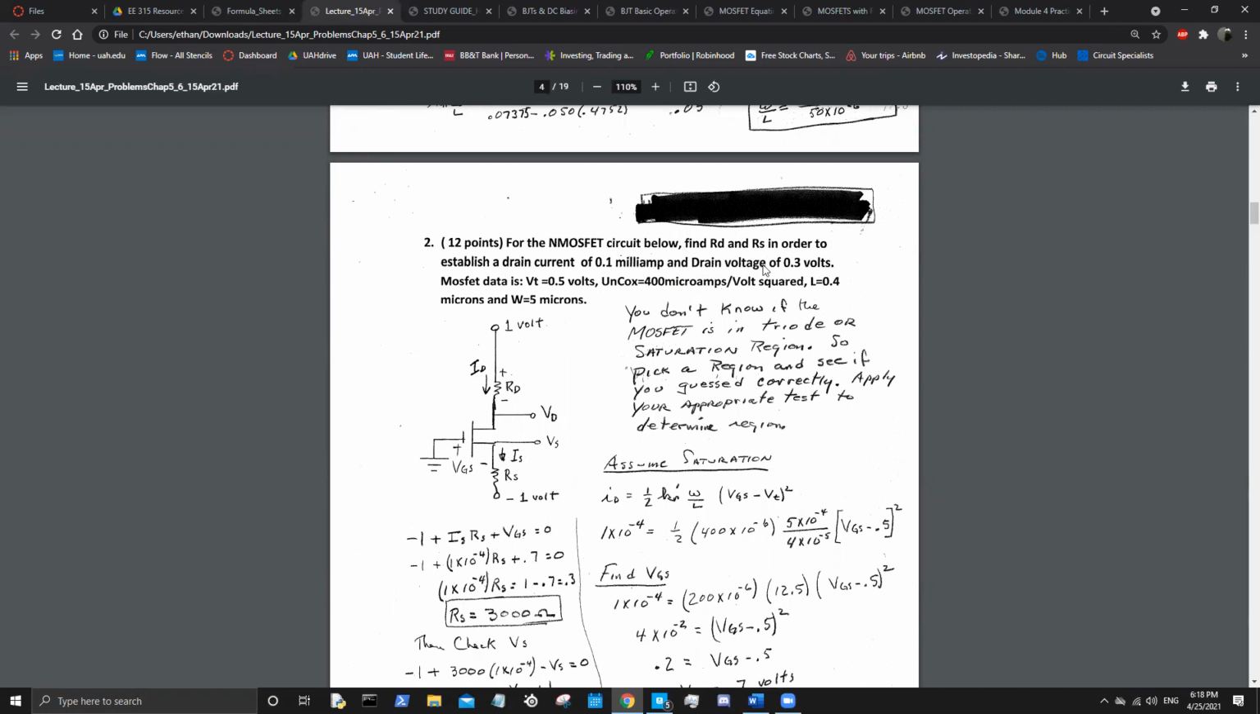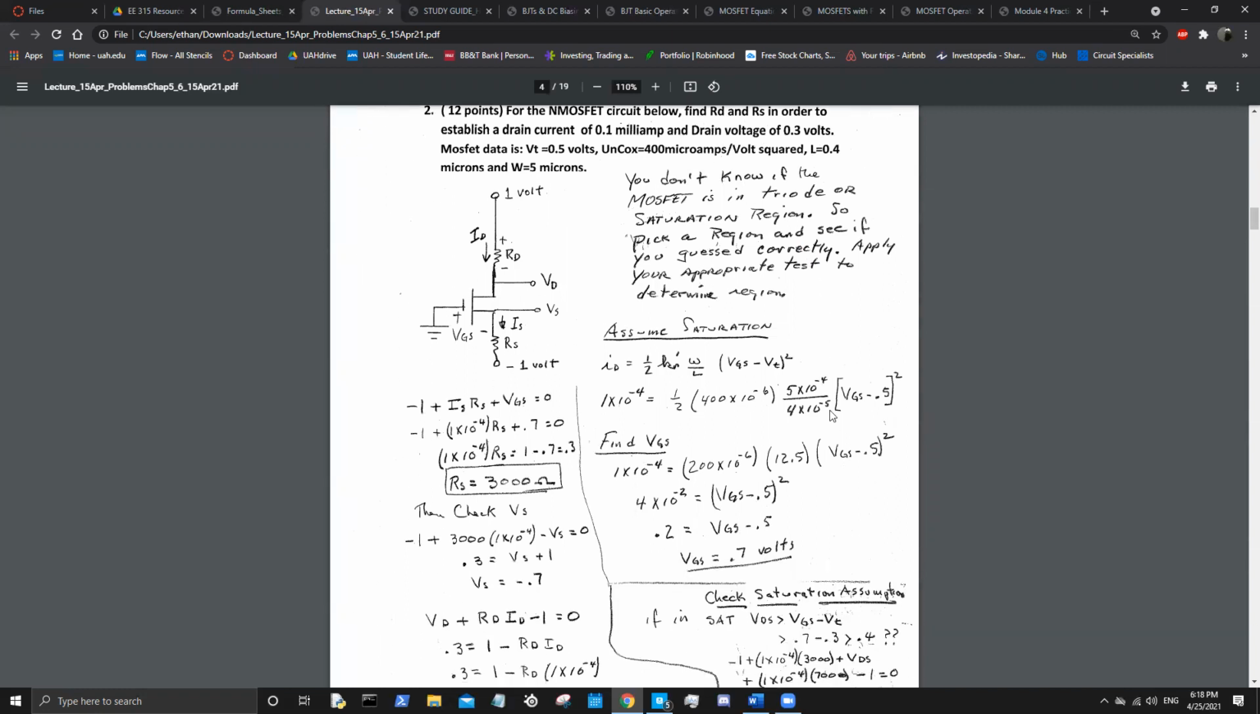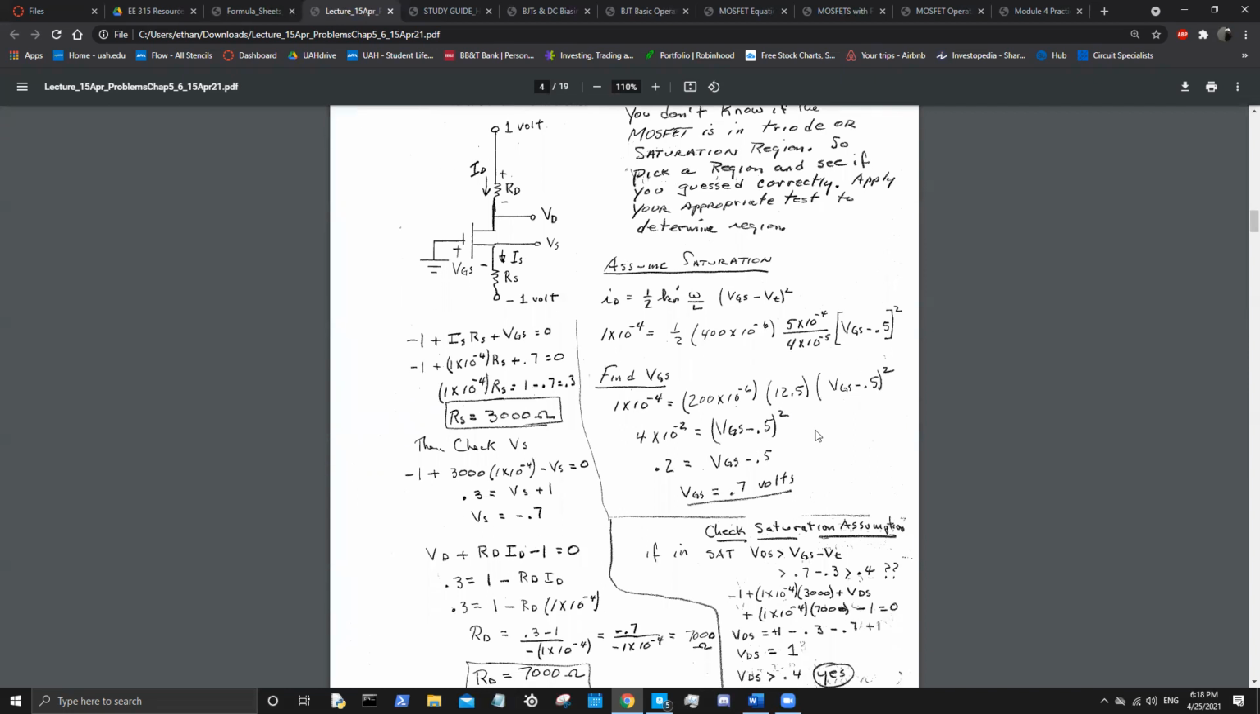Yeah, you're going to need to find it, because we're going to need it to calculate RD and RS. So we'll have to find that, but then we are given a threshold voltage of 0.5 volts. So the only thing missing here is VGS, which we all know how to do with algebra. This is pretty basic: 0.7 volts.